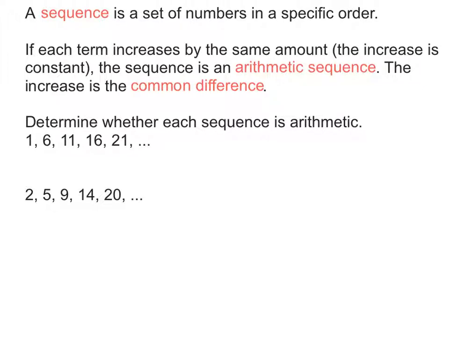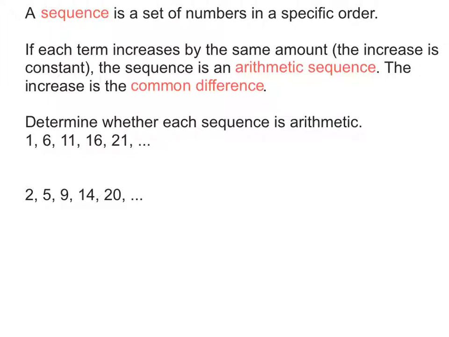Hello. Today we're going to be talking about arithmetic sequences. And a sequence, first of all, is a set of numbers that are arranged in a specific order, usually from least to greatest or greatest to least. So if each term in the sequence increases by the same amount, or the increase is constant, the sequence is considered to be an arithmetic sequence, and the increase is the common difference.